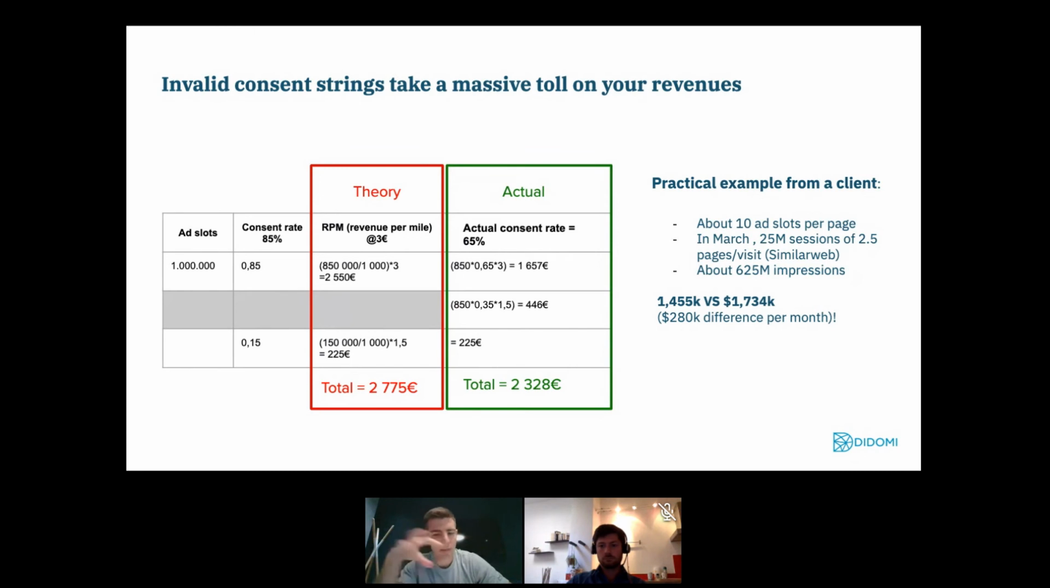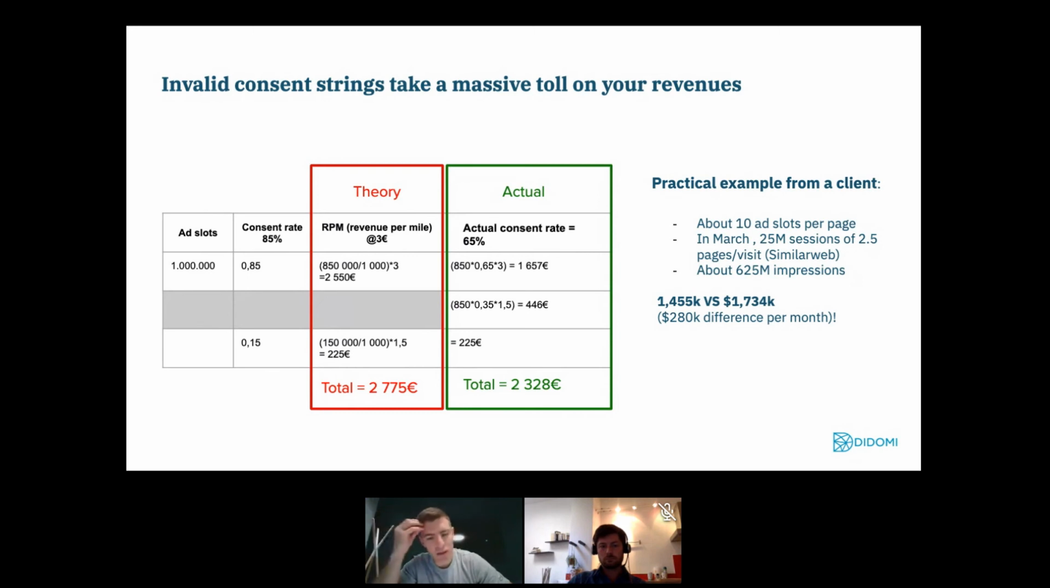So if you take a million ad slots on which you assume an 85% consent rate, let's assume that on average you make €3 CPM on these ad slots. So it's approximately a theoretical revenue that you may get of €2,775 for these ad slots.